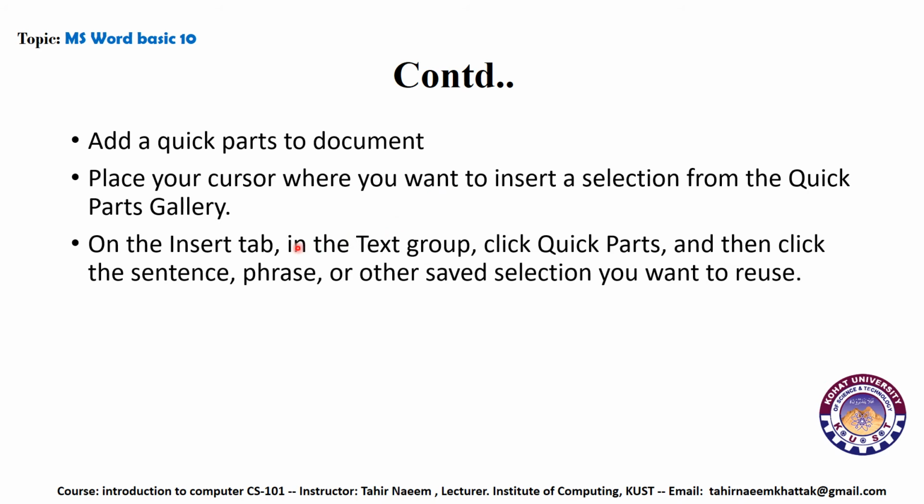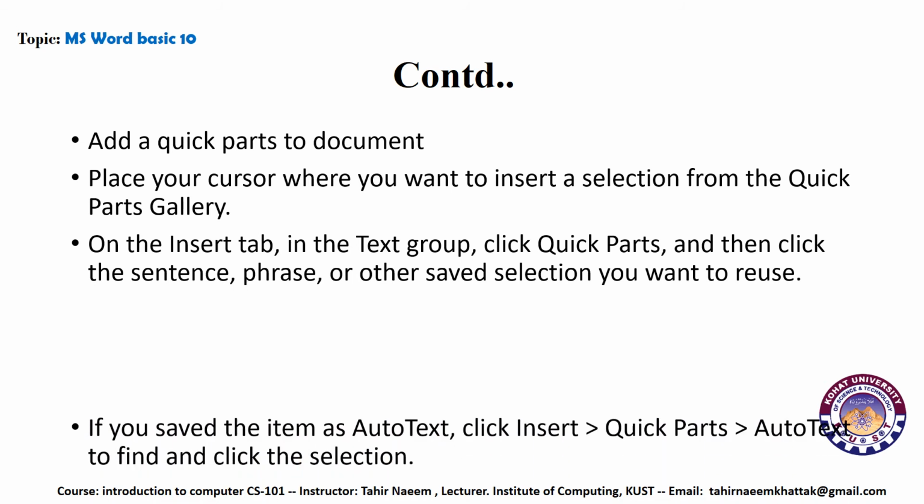Then we will go to the Insert tab. In the Insert tab we will go to the Text group, and in the Text group we will click on Quick Parts, and then from Quick Parts we will click on the sentence. There are different options there. Here all the text or phrases which we have saved, or any other selection which we have already saved in Quick Parts, will be visible to us, and we can simply click on any sentence, phrase, or other saved selection, and it will be automatically inserted.